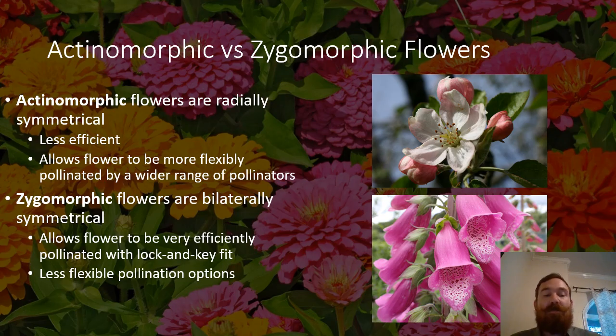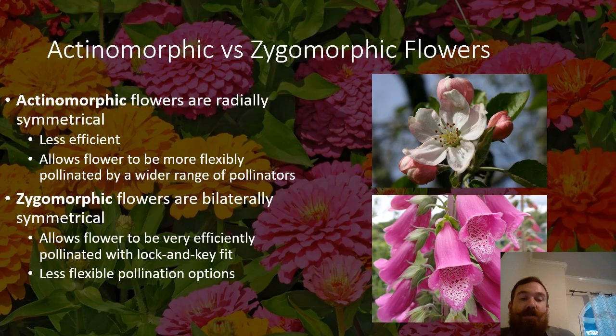pollinators. Zygomorphic flowers, being bilaterally symmetrical, are able to fit the bilaterally symmetrical bodies of animals. Animals have bodies that you can only draw one line of symmetry through. You can only draw one line down your face or down the back of a bee and have the same mirror image on either side, which is basically what symmetry is, mirror image.